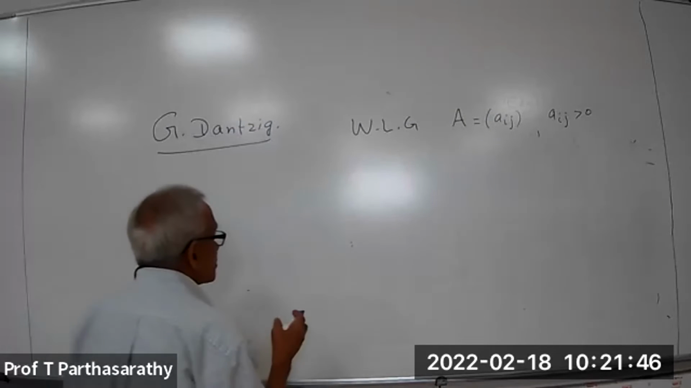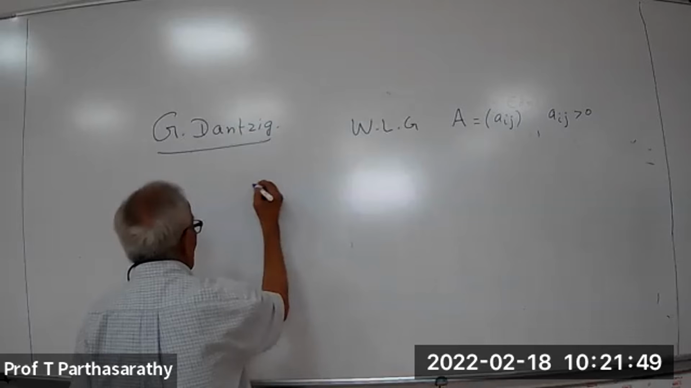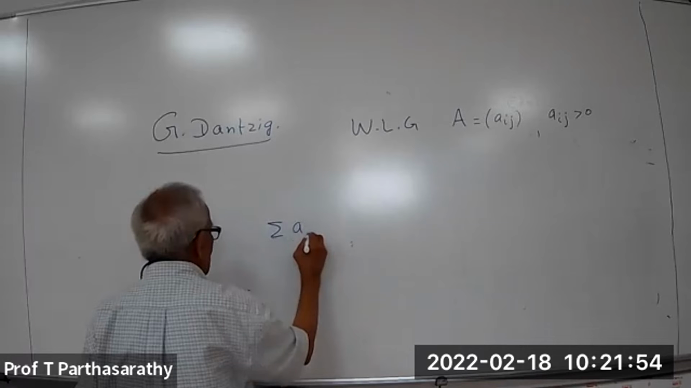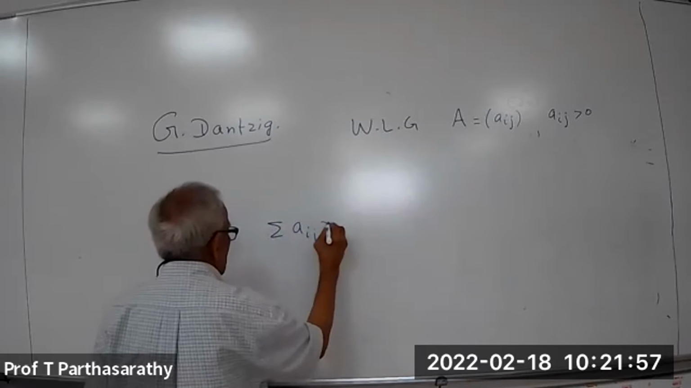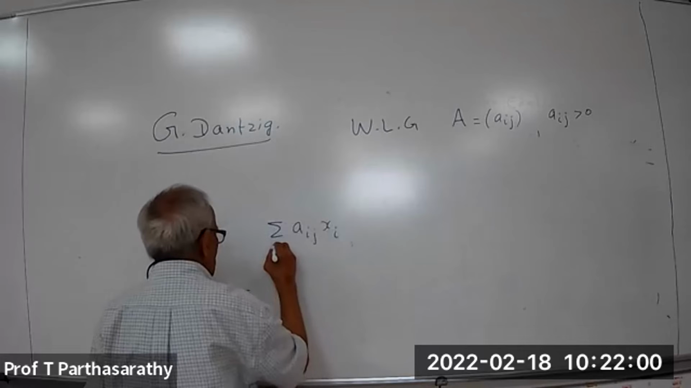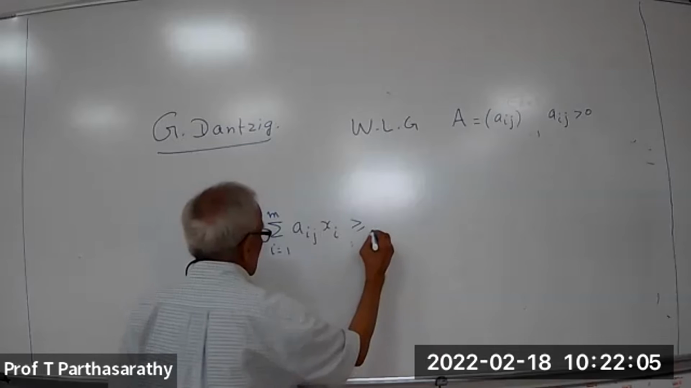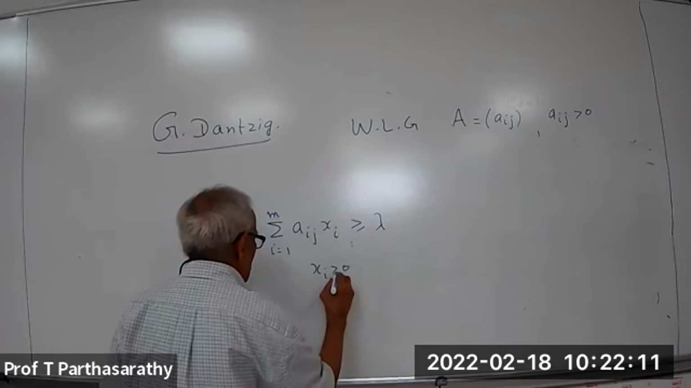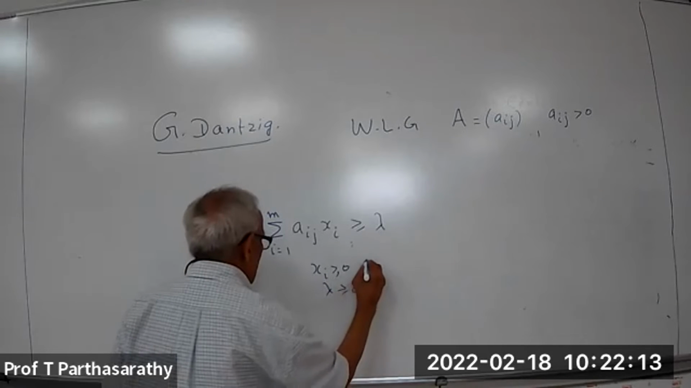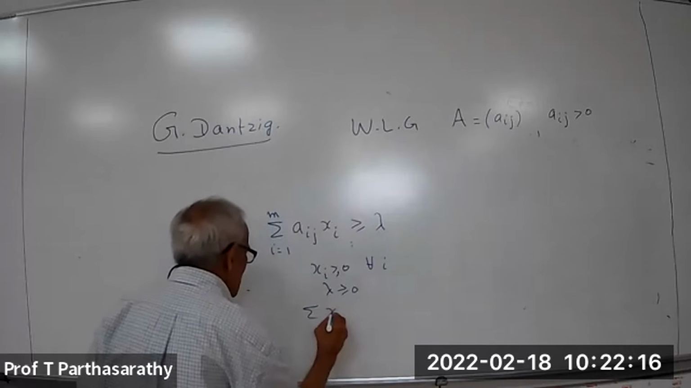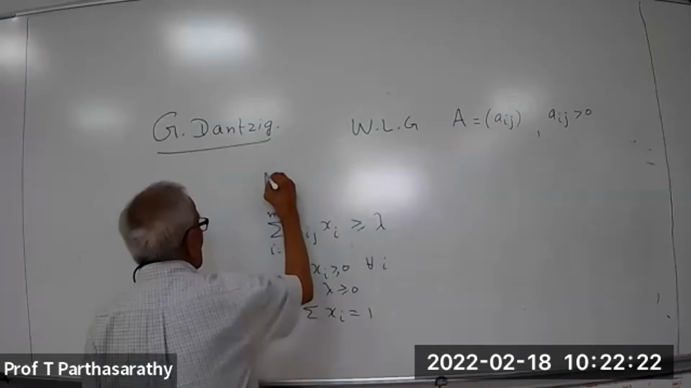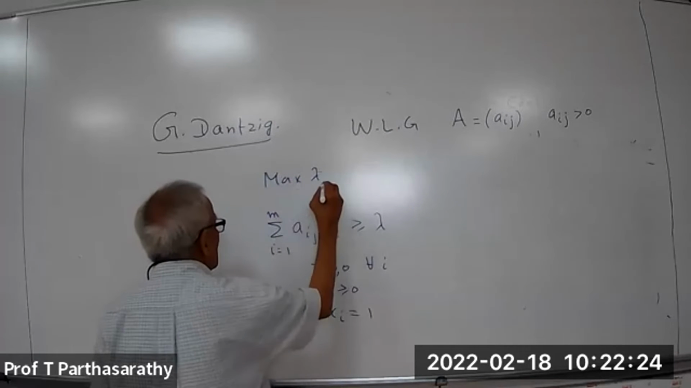Okay. The minimax problem, I mean, the linear programming formulation, is simply the following. Summation over i equal to 1 to m of A_ij x_i is greater than or equal to lambda, x_i is non-negative, lambda non-negative, this is for all j, and summation x_i equal to 1. So I want to maximize this lambda subject to this.